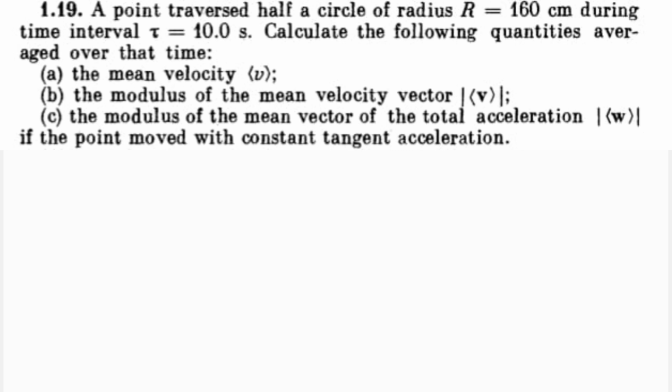The problem is stating a point traversed half a circle of radius 160 centimeter during time interval of 10 seconds. Calculate the following quantities averaged over that time: the mean velocity, the modulus of the mean velocity vector, and the modulus of the mean vector of the total acceleration if the point moved with constant tangential acceleration.